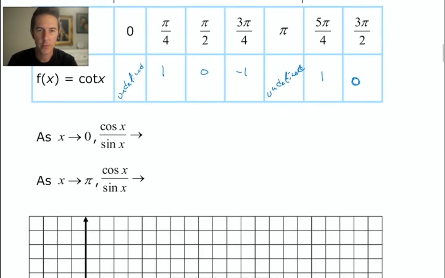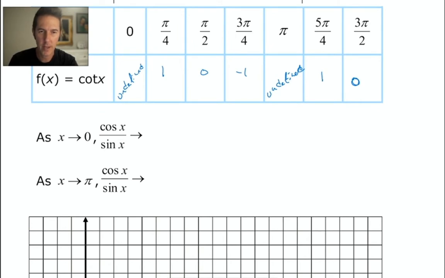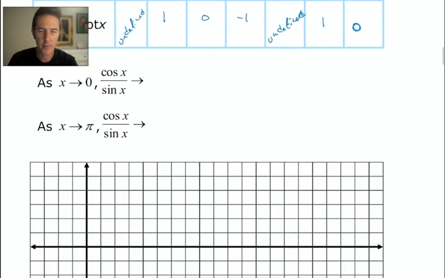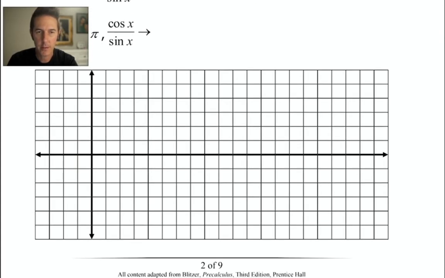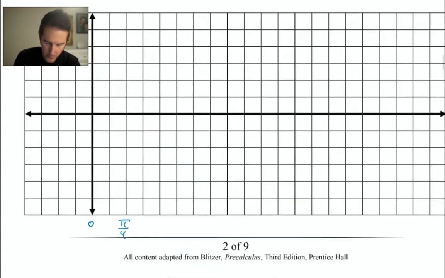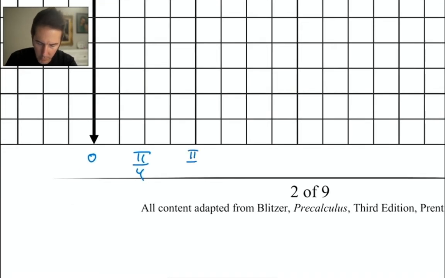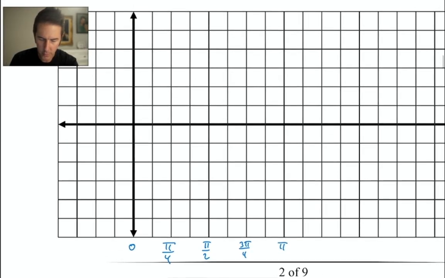All right, as x approaches 0, cosine over sine this time is approaching. Let's graph it first, and then talk about what those are approaching. All right, so the points that we're plotting this time, at 0, we have, well, let's see. How did we do this? I think we were using blue down here. Let's put 0, pi over 4, pi over 2, 3 pi over 4, and pi, so 2 boxes at a time. Vertically, we'll still use 2 boxes up as positive 1, 2 boxes down as negative 1. And then we'll plot some points.